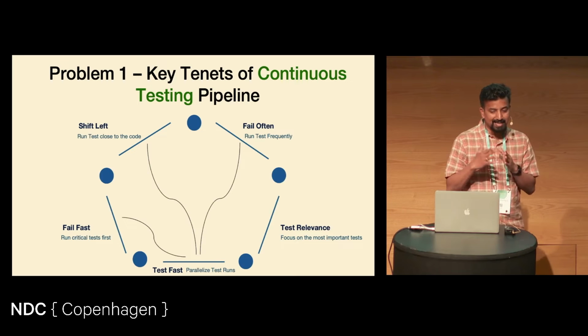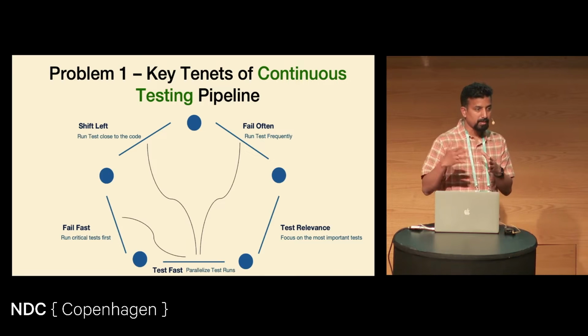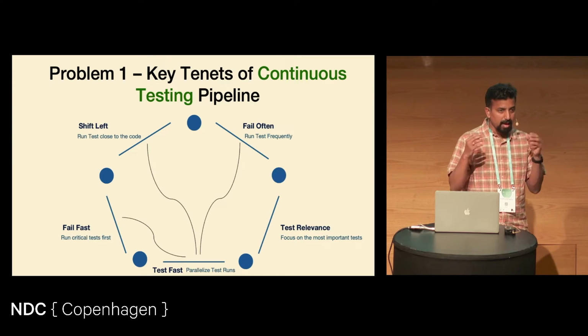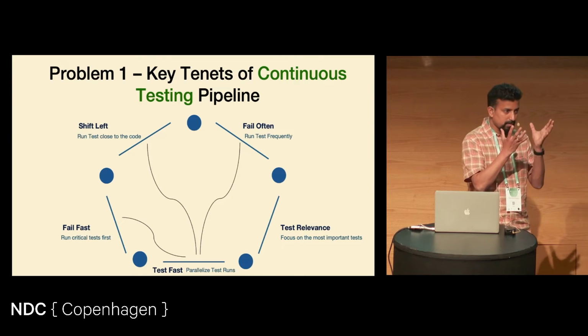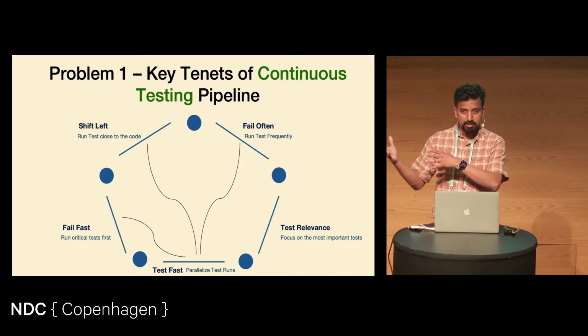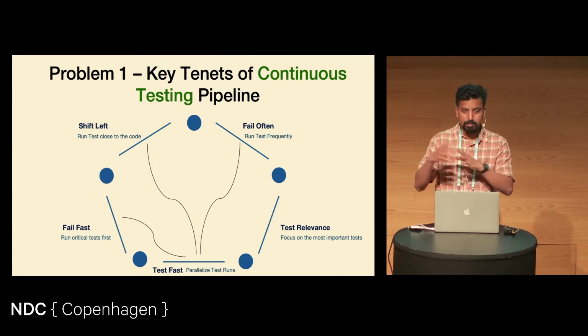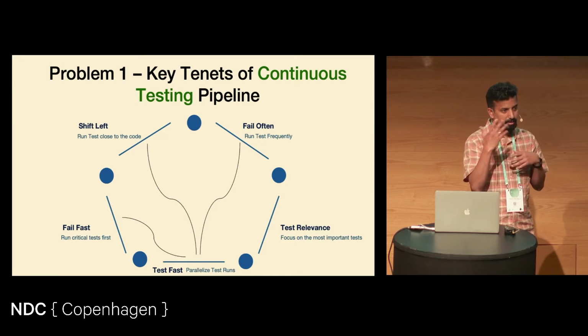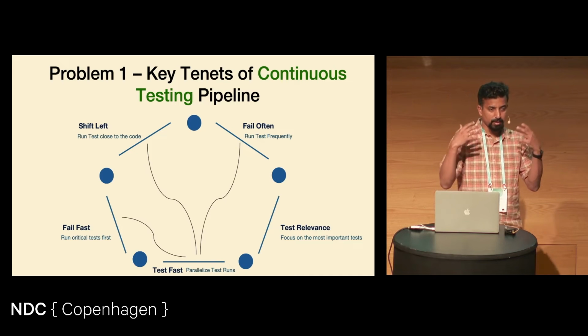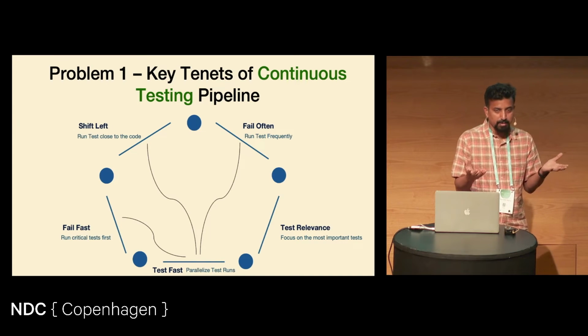So problem 1 is the key tenets of a continuous testing pipeline. If you take any software company in the world, all they are trying to do is take a code change and move it to production with quality and faster. That's what everyone is trying to do, whether it's Amazon, or whether you sell apples, or anything, as long as it's a website or any web portal.